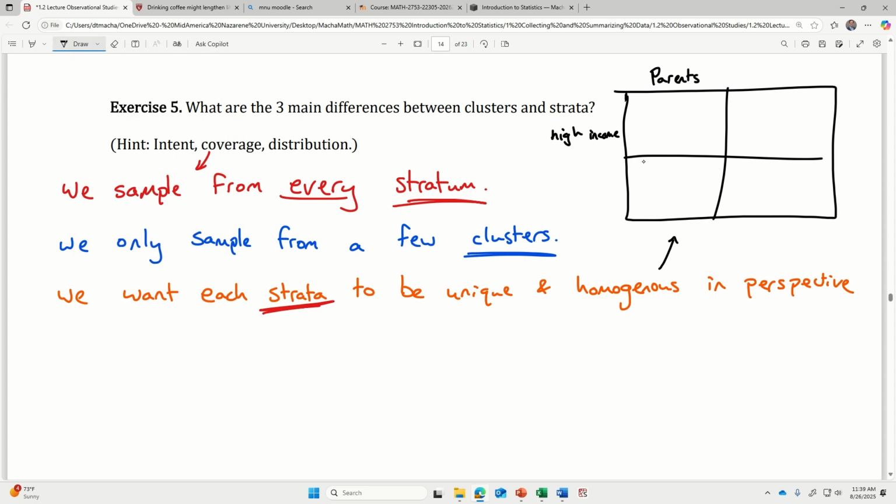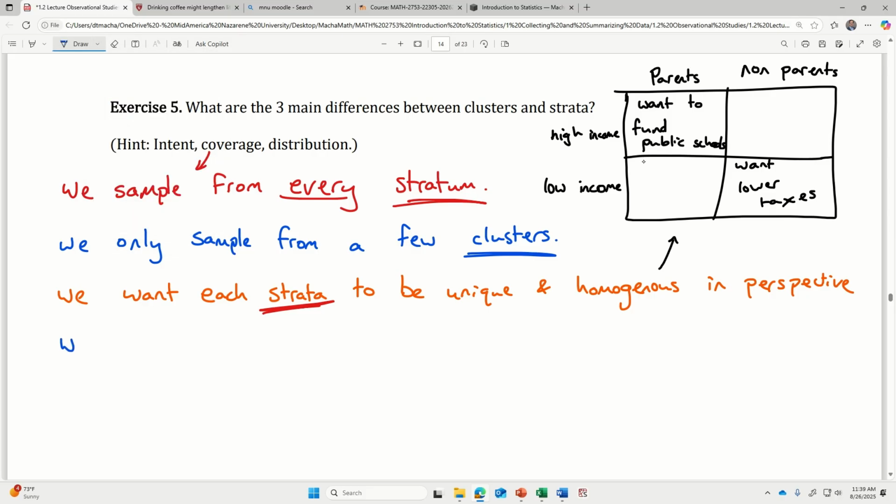I expect high-income parents to want to fund public schools. I don't want a stratum to be representative of the population. I want each stratum to represent a specific viewpoint, like that. And like I said, if you're a non-parent and you have relatively low income, you might be more likely to want lower taxes. So that's an example of stratified.